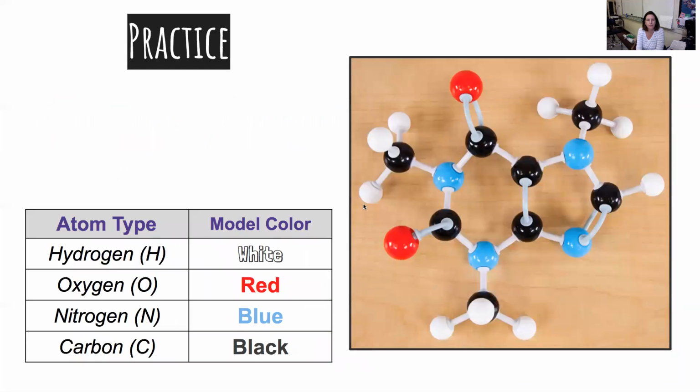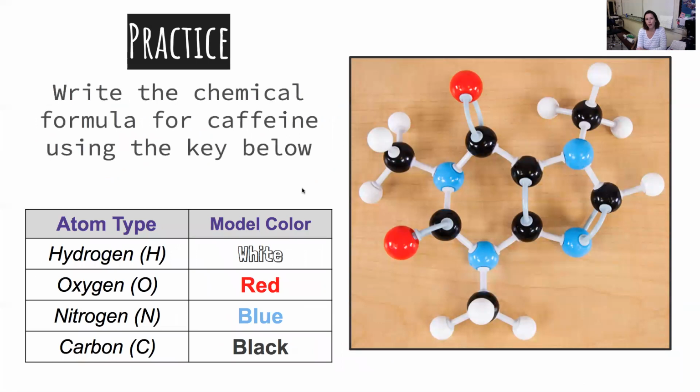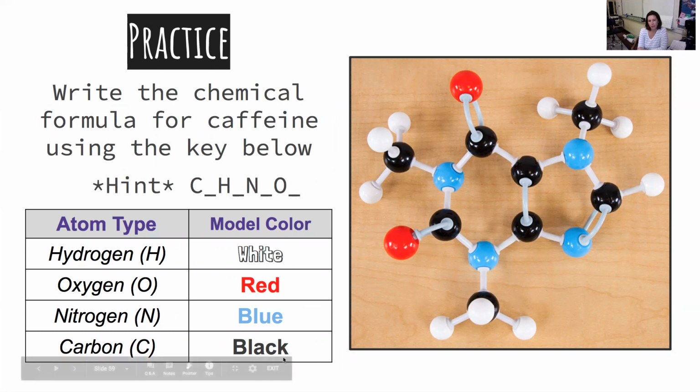All right, so let's practice for a moment. Write out the chemical formula for this caffeine molecule, one of my favorite molecules, and use this key below to help guide you a little bit. Note the colors of each of the elements inside of the molecule and put in the subscript of what belongs in each element's subscript. Pause me if you like, but I'm going to move forward assuming that you pause to take your turns to try things out.